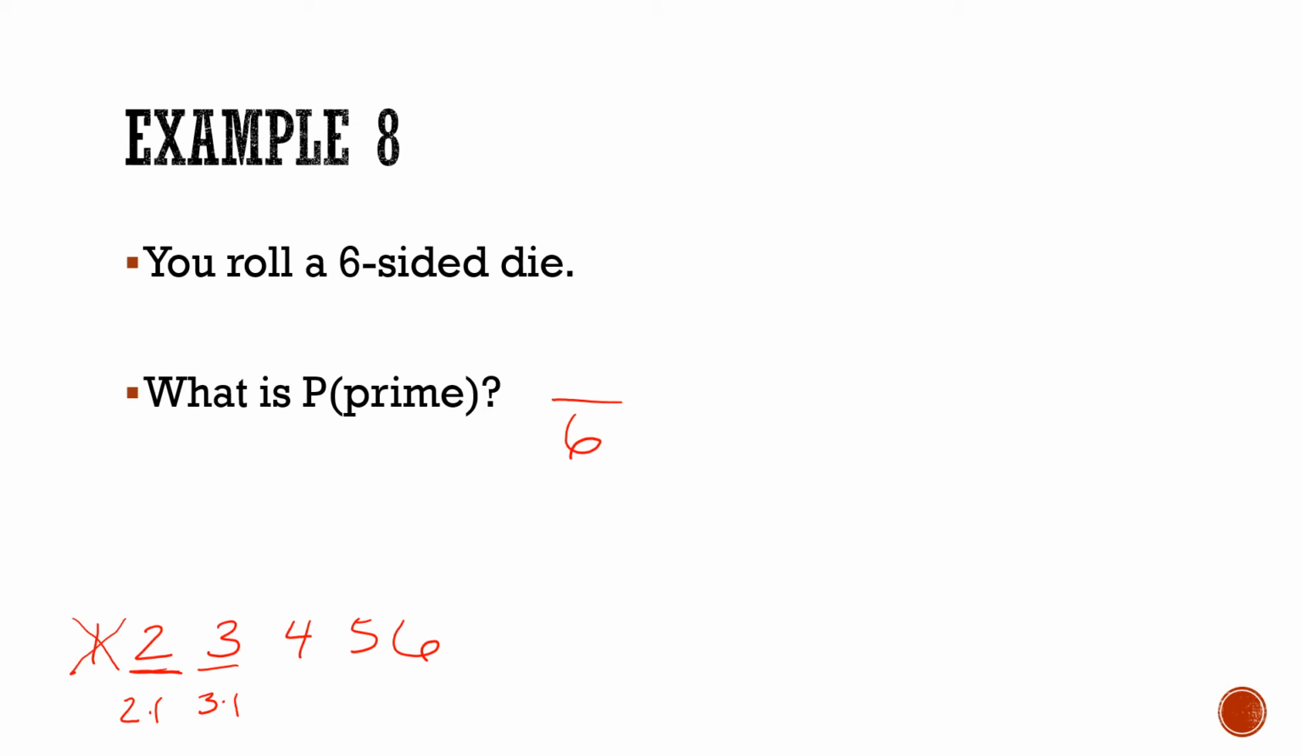Now 4, we could do 4 times 1 or 2 times 2, so that one is not prime. 5, the only way to get 5 is 1 times 5. And then 6, we could do 2 times 3 or 6 times 1, so that one's not prime. So we can see that 3 out of those 6 numbers are prime. So we need to simplify 3/6, which would simplify to a half. Or if your answer choices are in percents, then obviously a half is 50%.